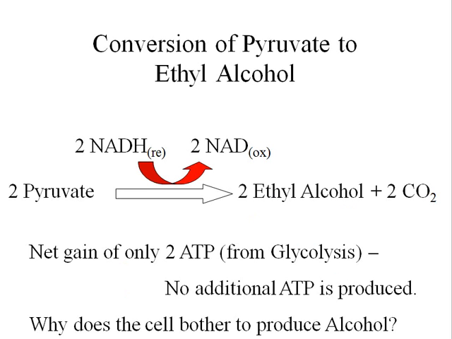The next step in alcoholic fermentation is the conversion of pyruvate to ethyl alcohol and carbon dioxide. No additional ATP is produced, and the NADH produced during glycolysis is used. The alcohol and carbon dioxide are waste products. Why doesn't the yeast just stop at pyruvate?